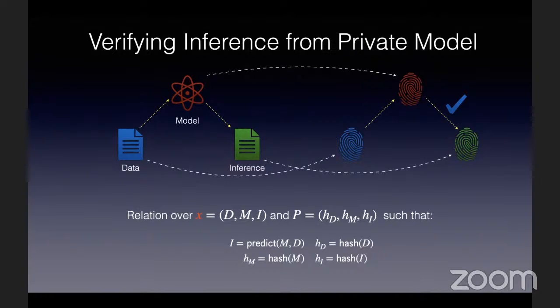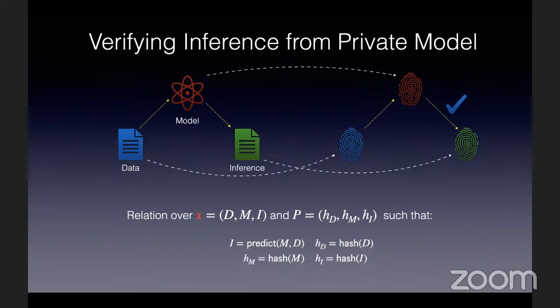You can think of them as vectors containing several data elements. So the relation that we are interested in, which will establish the correct inference, right? So that the red model, when run on blue data, gives this green data. When you want to run over hashes, the way we formulate it as a relation is that we let X, which is D, comma M, comma I, the data, model and inference, be the private data. And we have P, which is HD, HM, and HI.